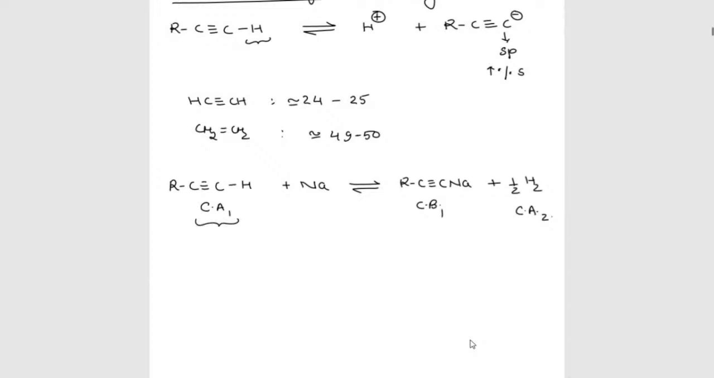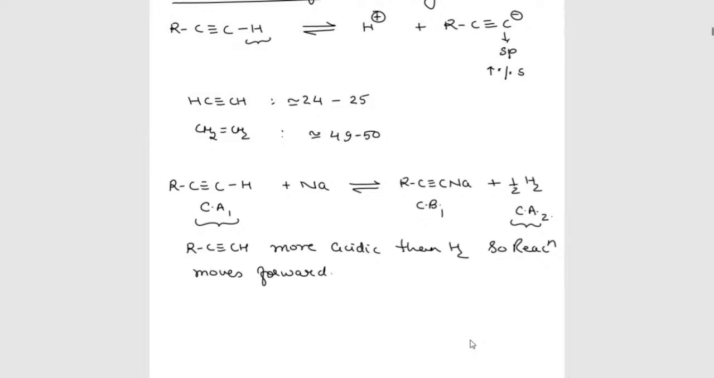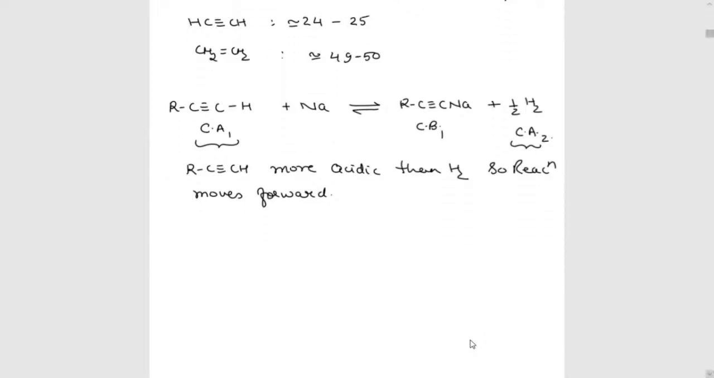And now you have to compare the acidic strength of conjugate acid 1 versus 2. Certainly, alkynes are more acidic than hydrogen. So reaction always goes to the weaker acid base side. So reaction moves forward. Okay, so whenever there is a condition like which side it will move, you have to go for the comparative acid base strength and then decide the direction of the particular reaction. Let me go to next.